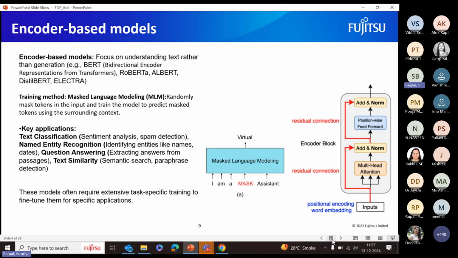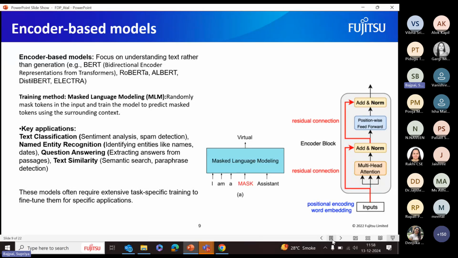Since they look at all the words together, they can understand the text much better. Now let's look at the training of these models. They are trained on masked language modeling. During training, some tokens in the input text are randomly replaced with a mask. Generally we replace it with minus infinity. Then the model is trained to predict what those missing words should be by looking at the words before and after.